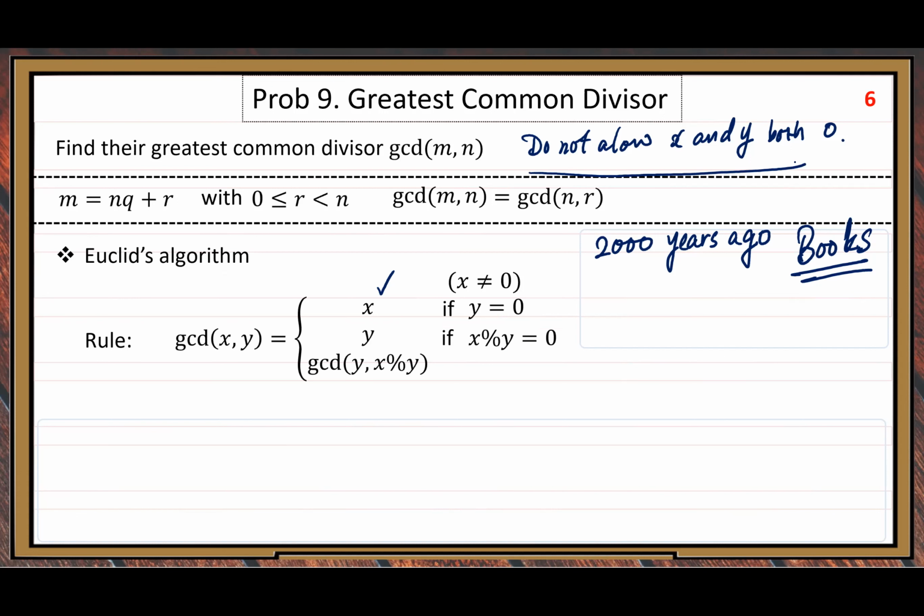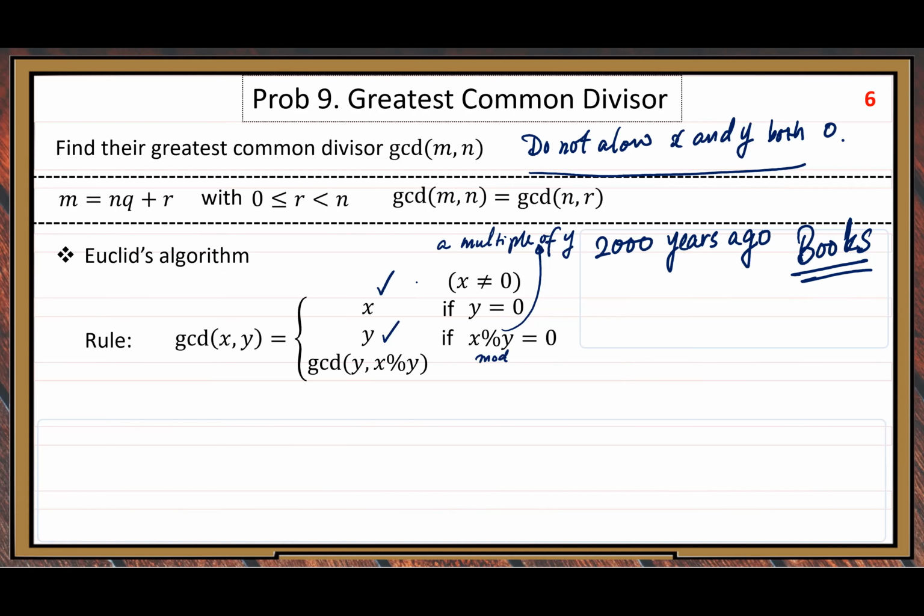Otherwise, if x mod y, this is the modular operator, percent, equals 0, that means x is a multiple of y. Then the answer is y. So that's two base cases.